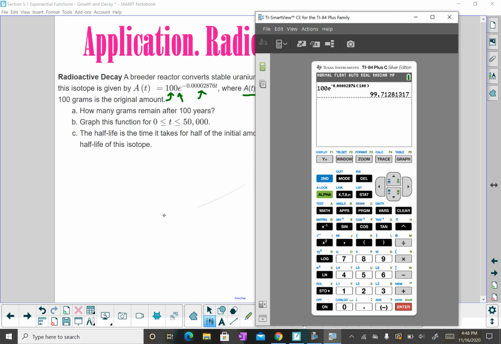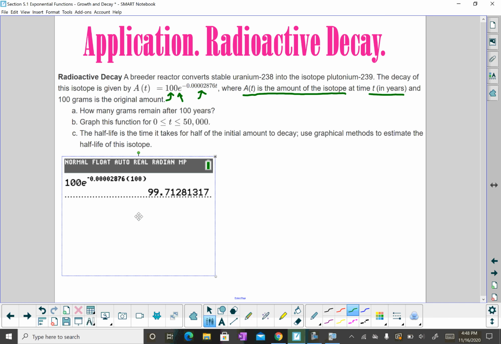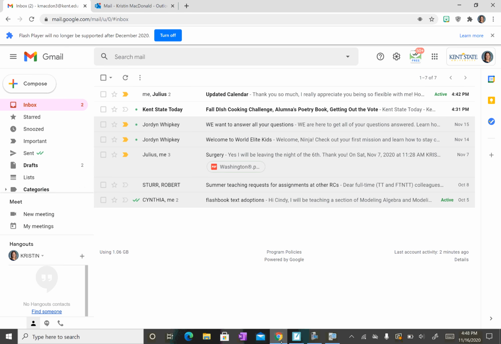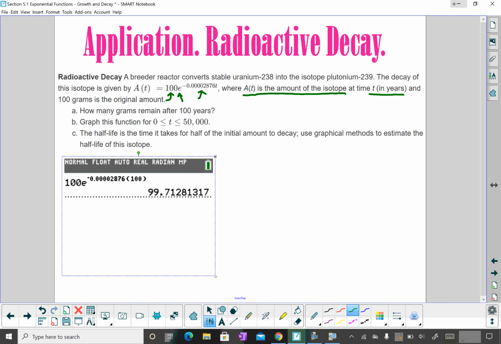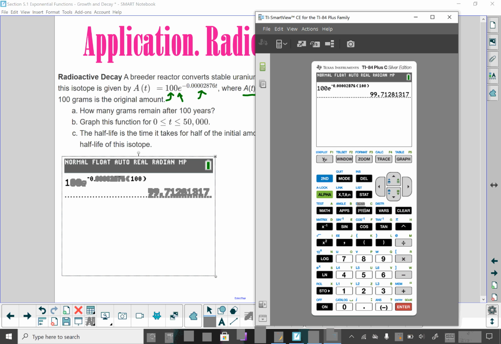Just drag that over for right now. We'll come back to it. Okay, then we want to graph this function. Okay, so let's put this in y equals, here we go.